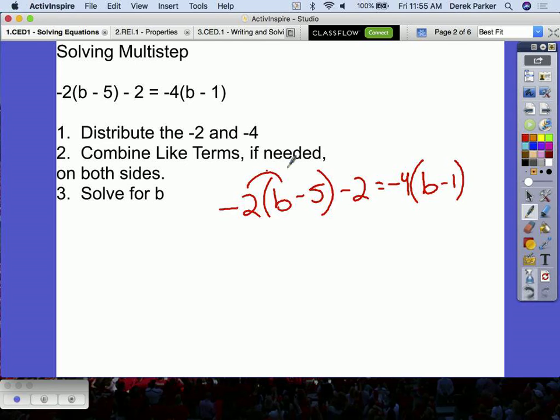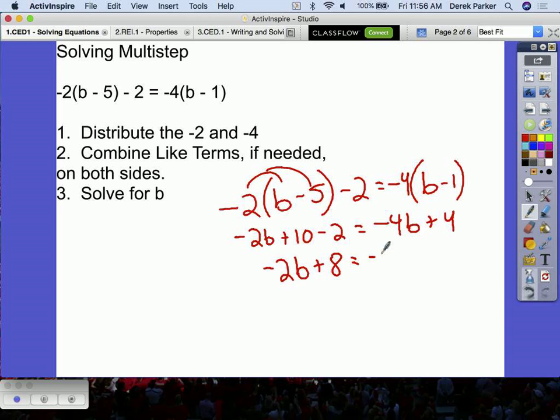So I'm going to go ahead and distribute this -2, and I get -2b plus 10 minus 2 equals -4b plus 4. Second step, combine all the like terms if needed on both sides. So in this equation, I only have to combine on the left side. There's nothing on the right side of the equation I can combine. So I get -2b plus 8 equals -4b plus 4.